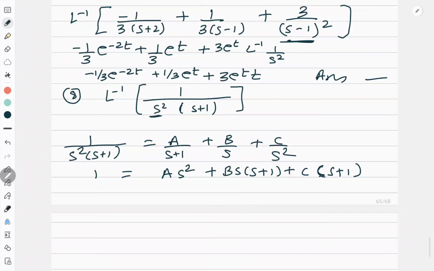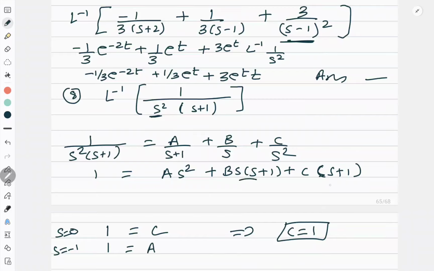Correct. Now put first s is equal to 0. If you put s is equal to 0, 1 is equal to what I will get here? C. So c value is equal to 1. First thing over. Now put s is equal to minus 1. If you put s is equal to minus 1, what you will get here? A. This will become 0. This will become 0. So a is equal to 1.